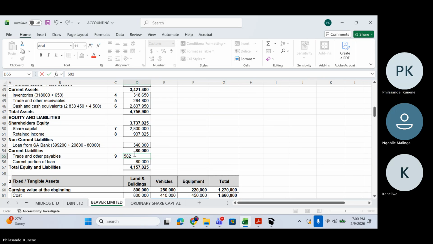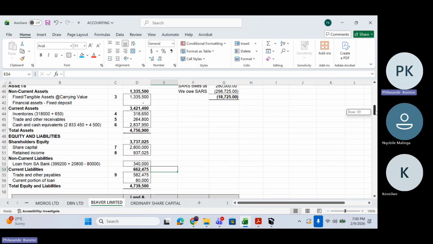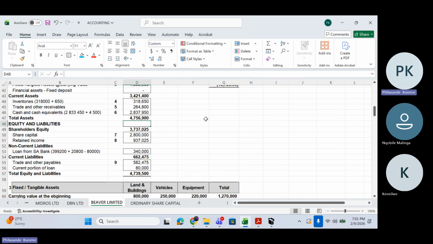582,475. 47,475. Okay. Then now we need to check if our balance sheet is balancing. Well, how much do we have there? We have total assets 4,756,900, and then here we have 4,739,500. It doesn't balance. Somewhere, somehow, we made a mistake. Where did we make that mistake?